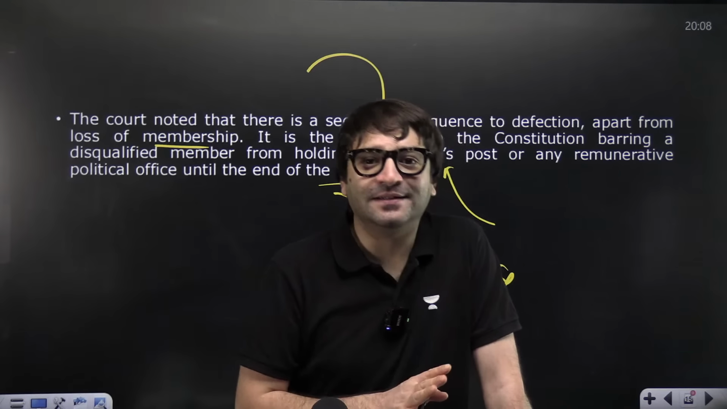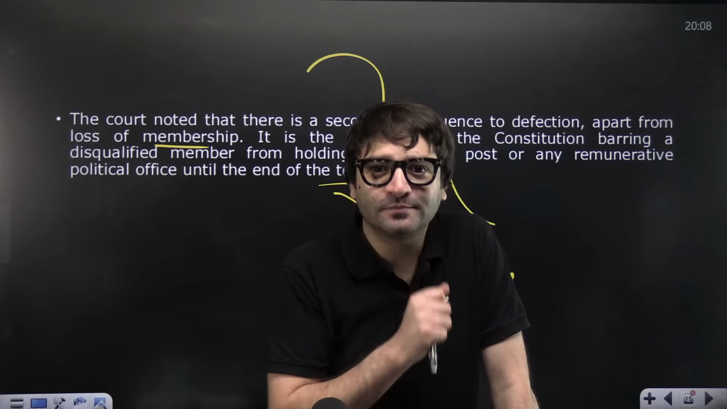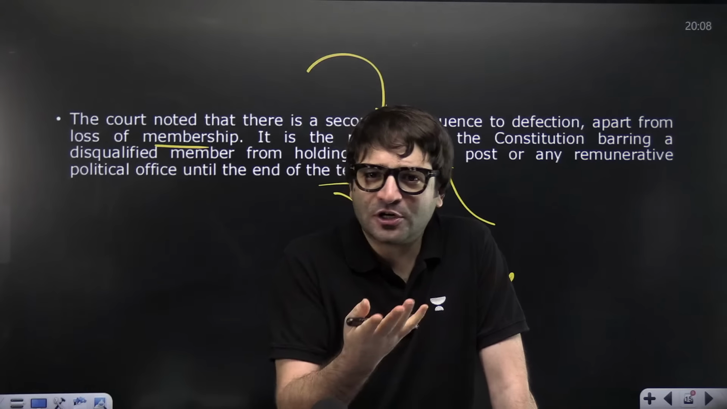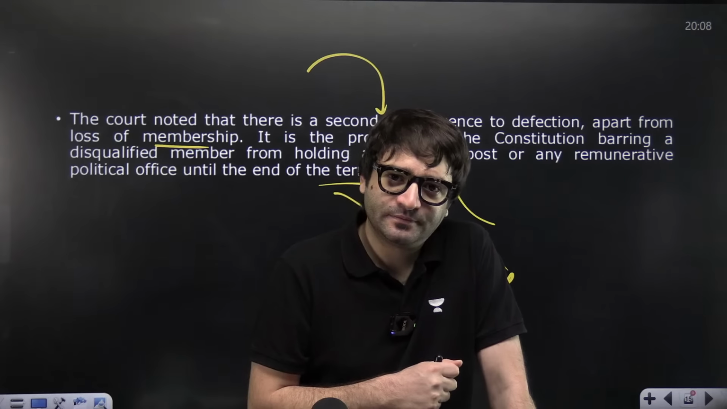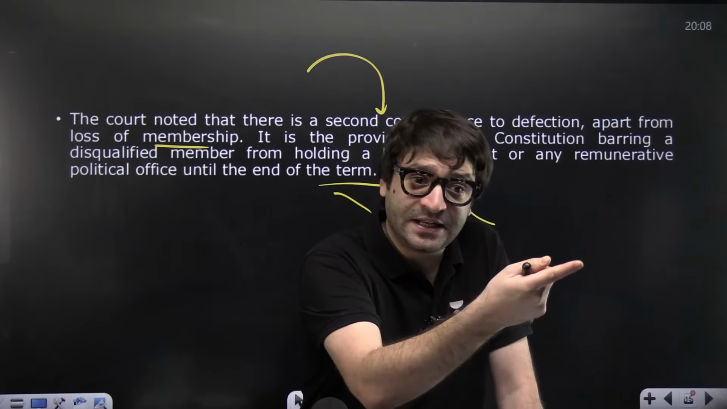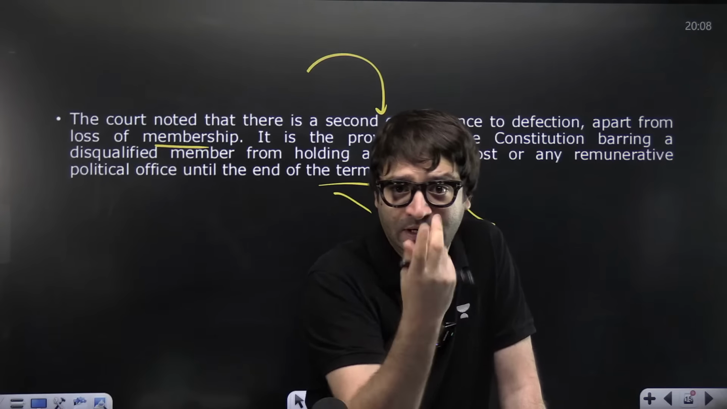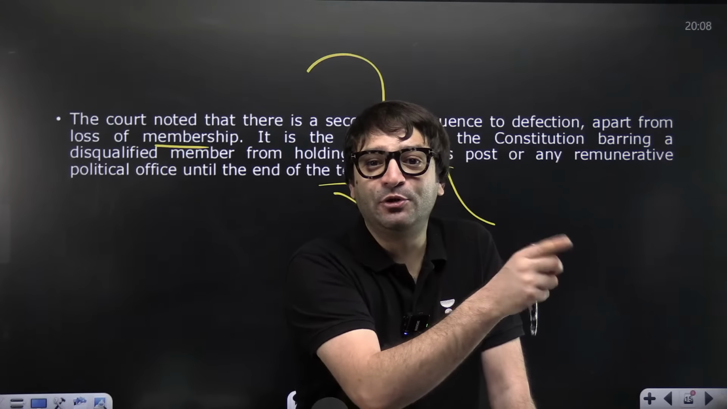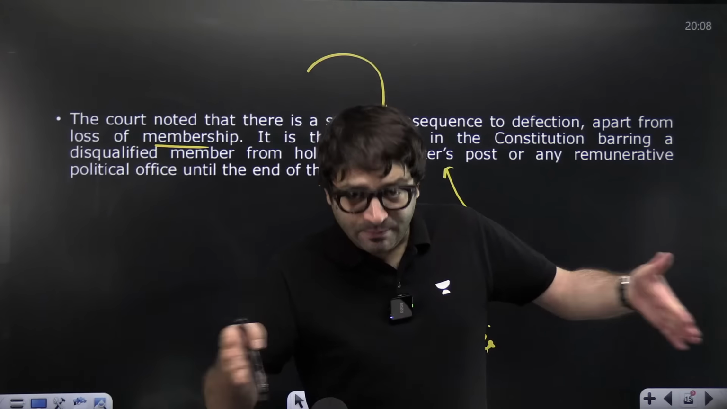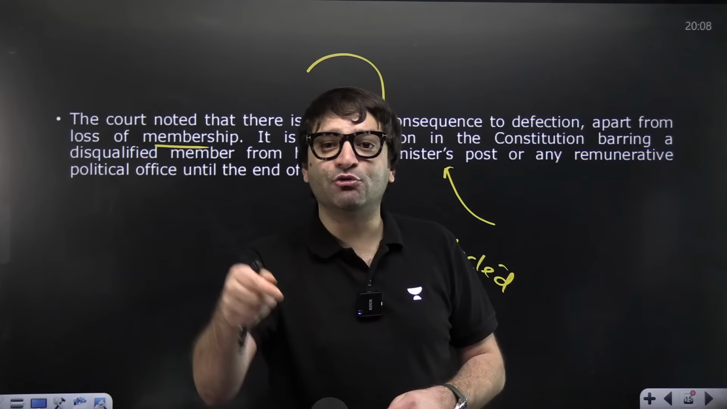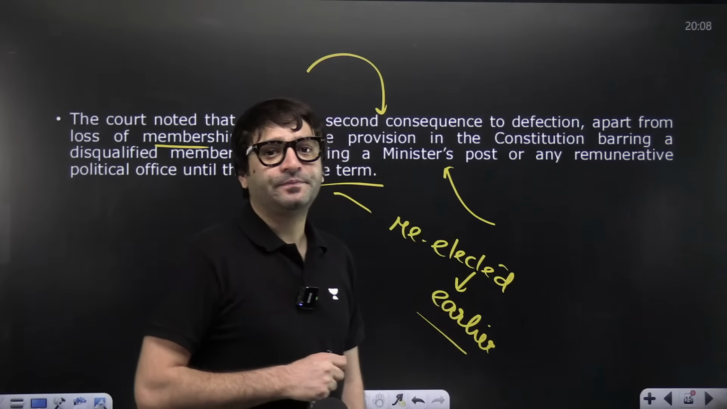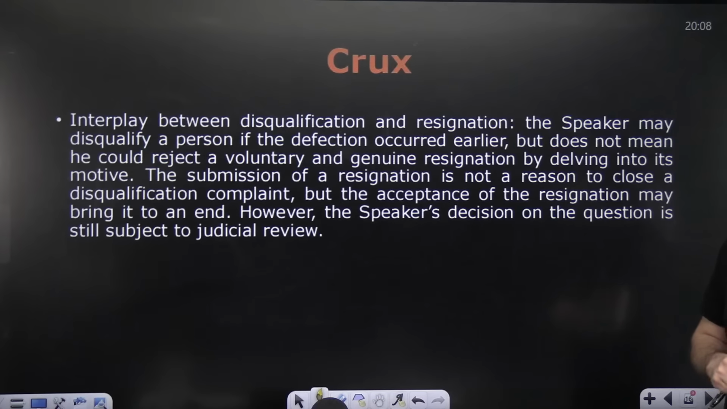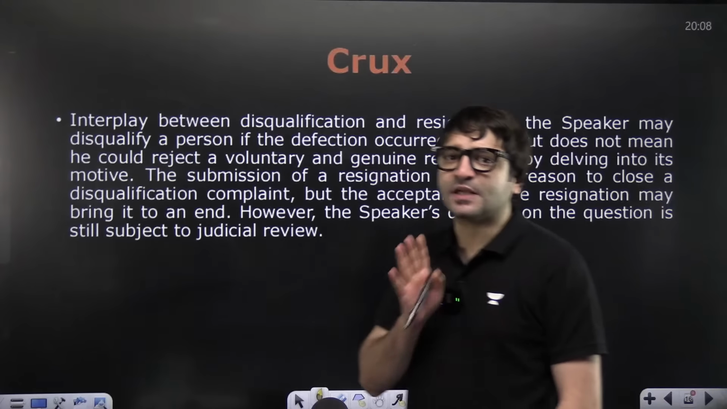If you resign from the house, then you are not subject to anti-defection law. Which means you join a political party after resignation, and you can be made a minister. But if you are disqualified, you cannot hold any remunerative political post for the remainder of the term, or until you are re-elected, whichever is earlier. This is what the Supreme Court has categorically stated in this case. So what is the crux of this case?